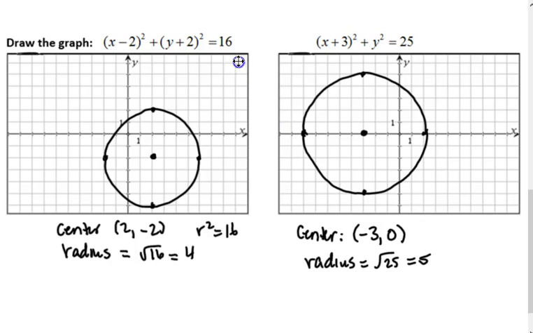Okay, so that is being able to draw a circle and write the equation of a circle, not terribly difficult. I think I'm going to stop the video here and then do the second side. We'll do the completing the square on the second side as a separate video.